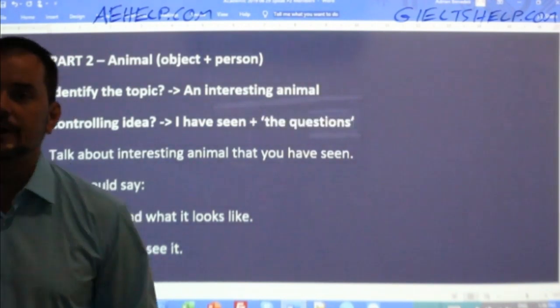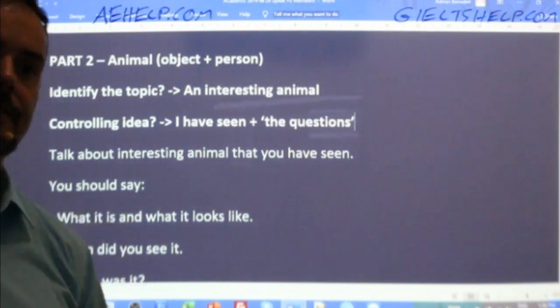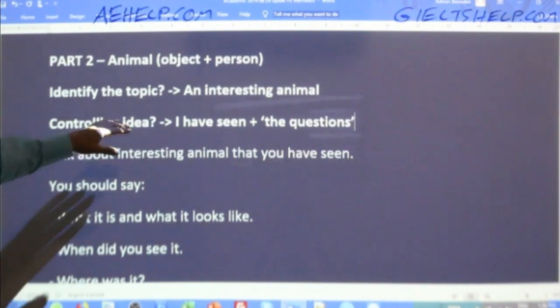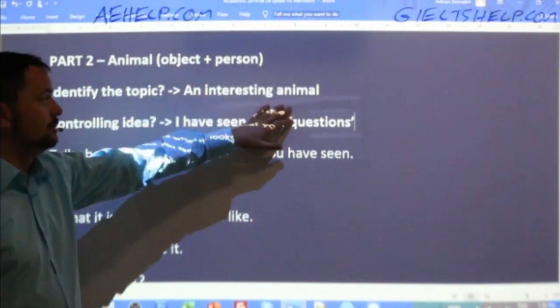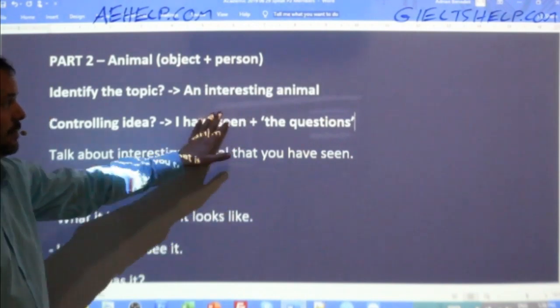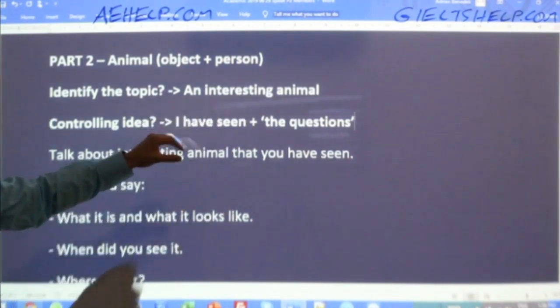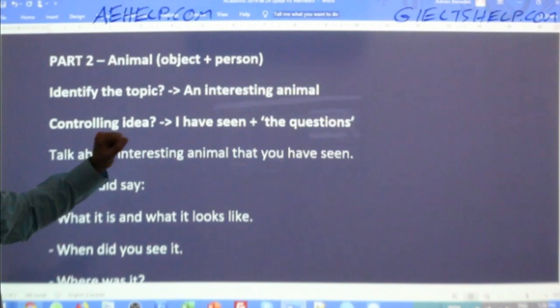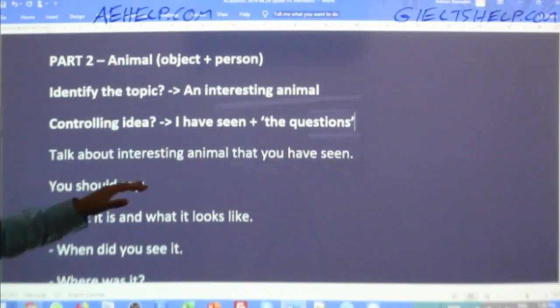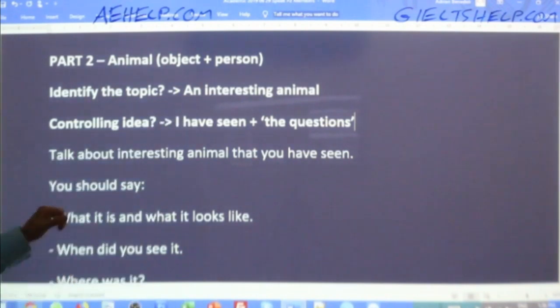Okay, so this would be, yeah, Kisi, very good. So this would be an effective way to break down this question. Okay, first, identify the topic as an interesting animal. So it's an interesting animal, not just an animal. Okay, you want to be very careful. If you say dog or cat, it's going to be very tricky and you might not get a very good band score. Okay, so it has to be an interesting animal, clearly something unique.